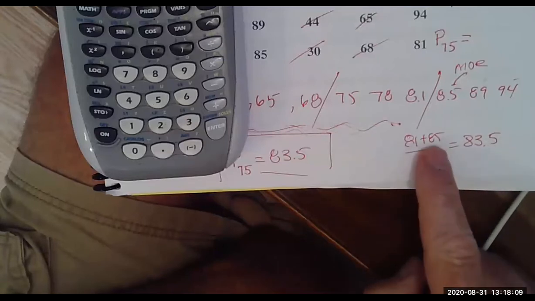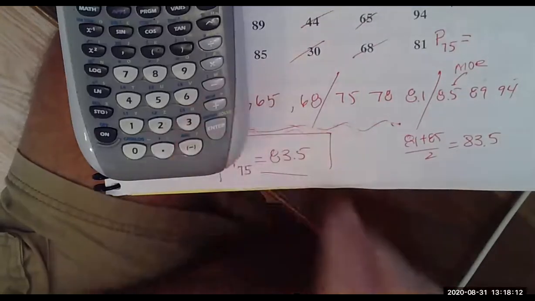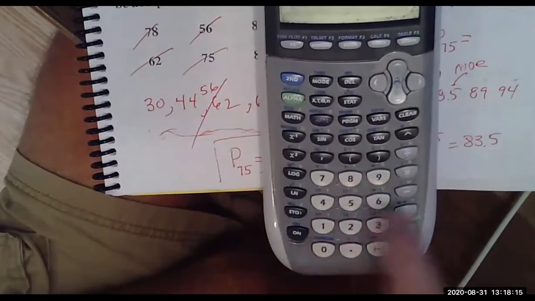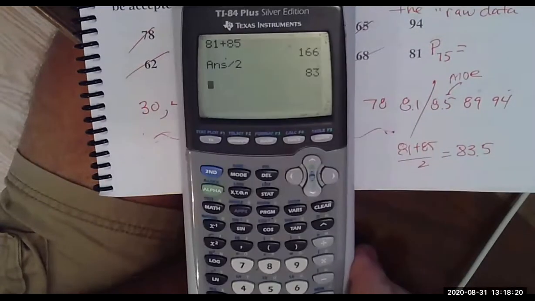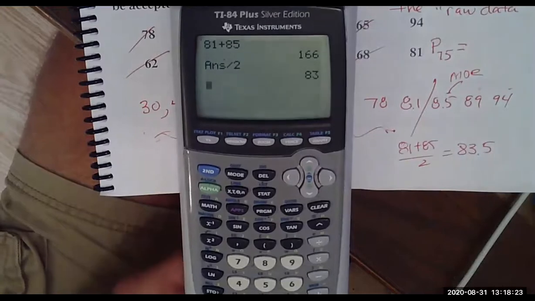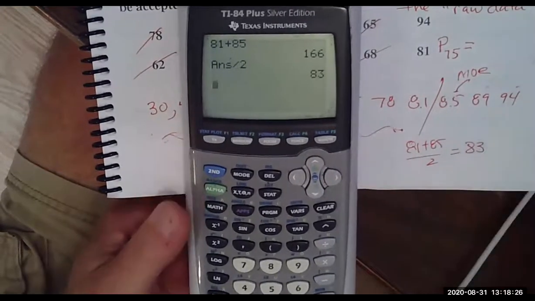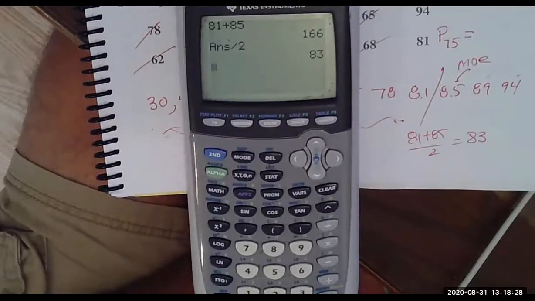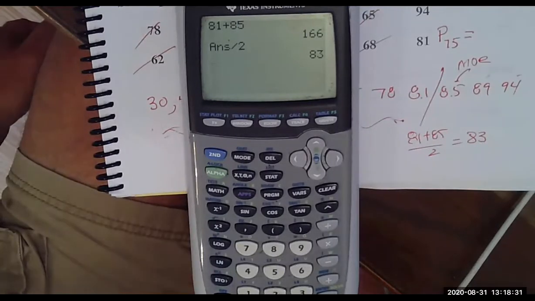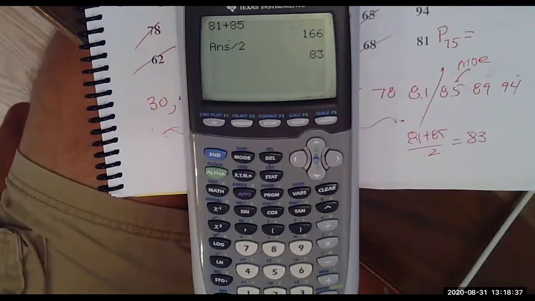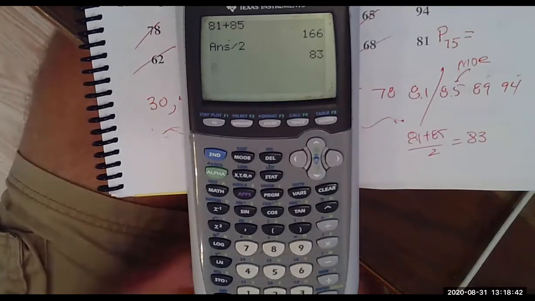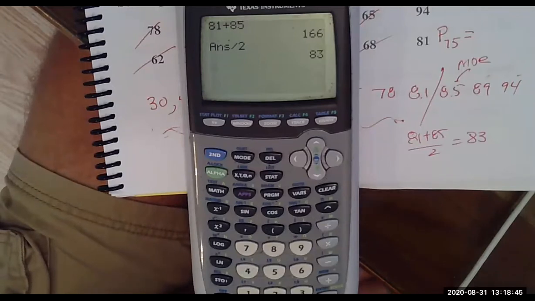If you add 81 plus 85 divided by 2, it's 83. So I made a careless mistake. It's 83. Well, now I know the calculator and my arithmetic are supposed to match up, and they do. Q3 is the same as percentile 75. Now, really easy to get the answers with the 25th, 50th, and the 75th percentile.